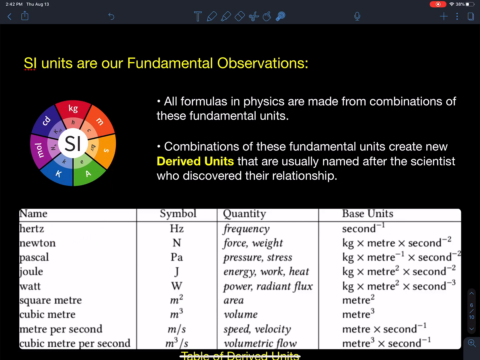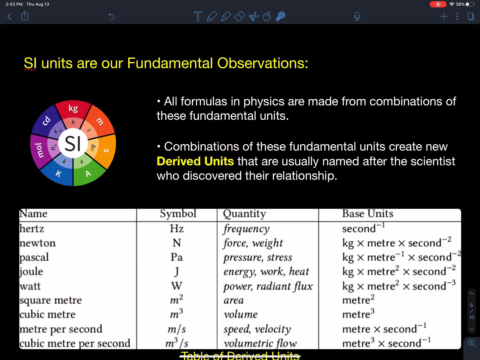Hertz is frequency. Pascals is how we measured pressure last year. Joules was work or heat energy. Watts is power. All those were units we used last year, but they're not on this wheel. Well, that's because these units are created from combinations of those fundamental units. So when we look at the universe through these units, we see relationships between them, and those relationships allow us to calculate more interesting units called derived units.